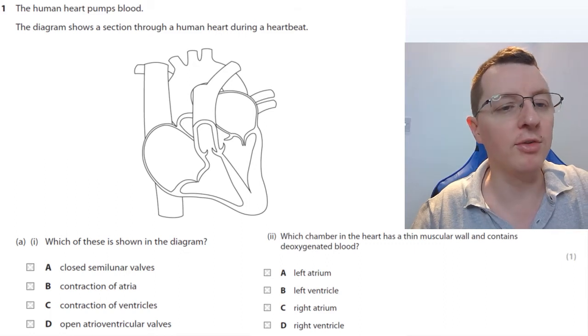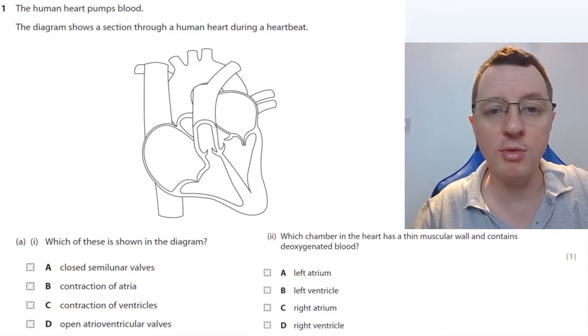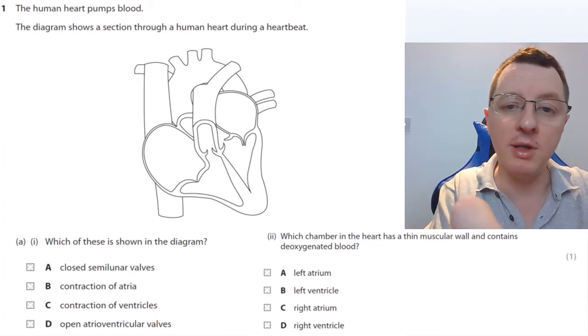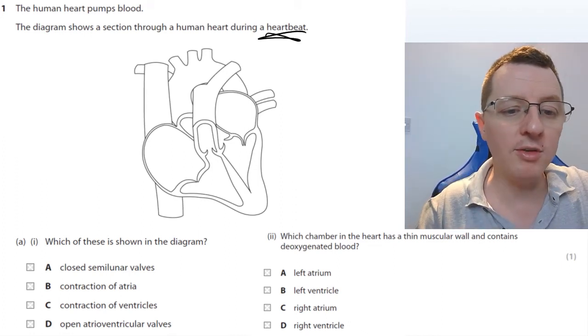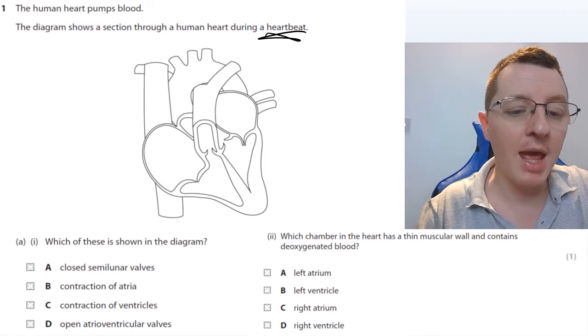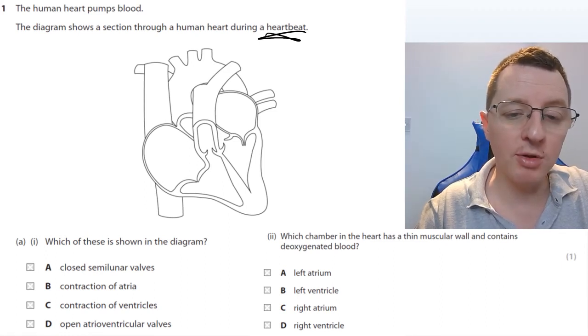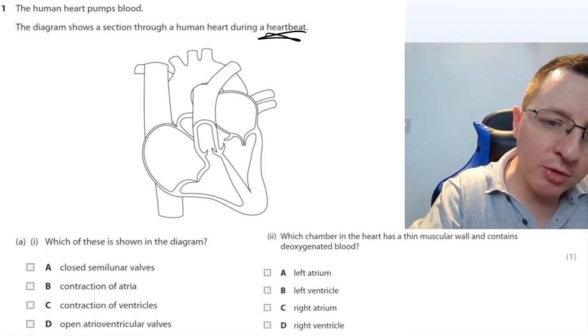And here are the answers. The human heart pumps blood. The diagram shows a section through the human heart during a heartbeat. Which of these is shown in the diagram? A, closed semilunar valves. Well, let's identify those semilunar valves.